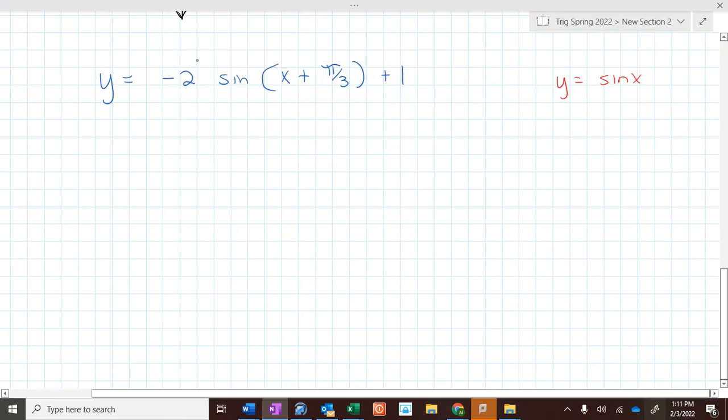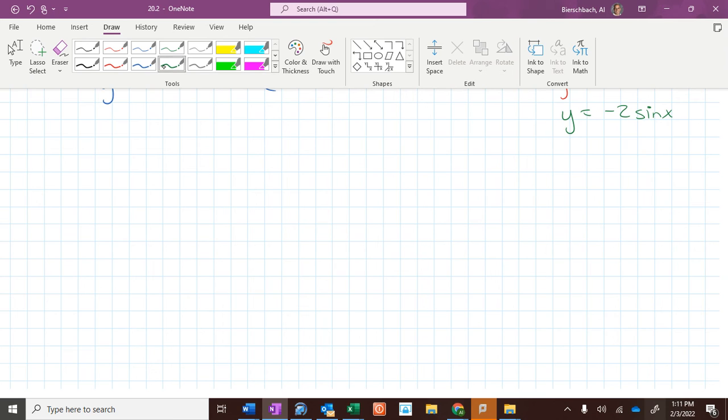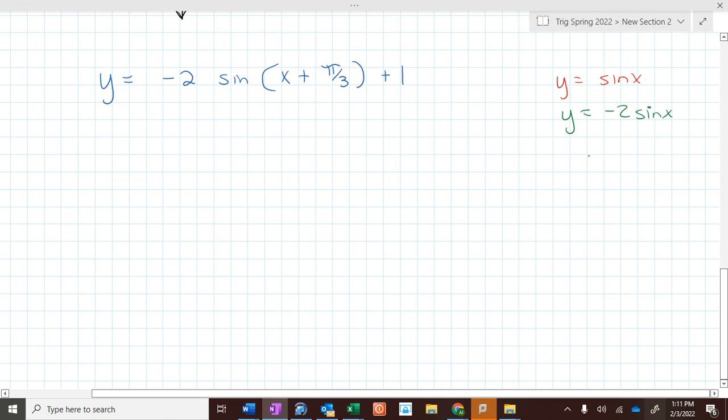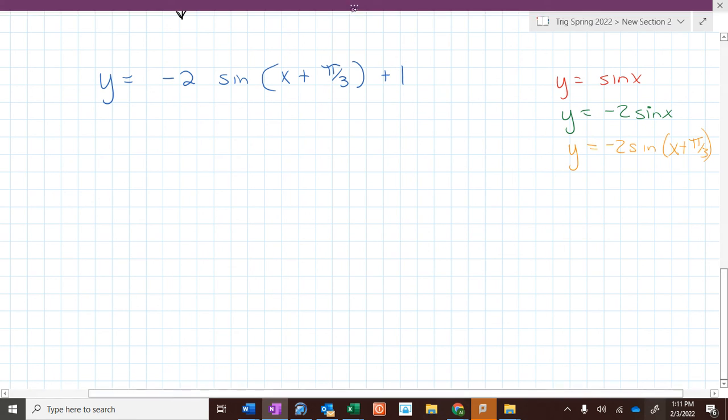The first thing that we're going to do to it is multiply it by a -2 for the amplitude. Then what are we going to do to it? We're going to slide it. Which way are we going to slide it? Left by pi over 3. And then we're going to graph the final function.